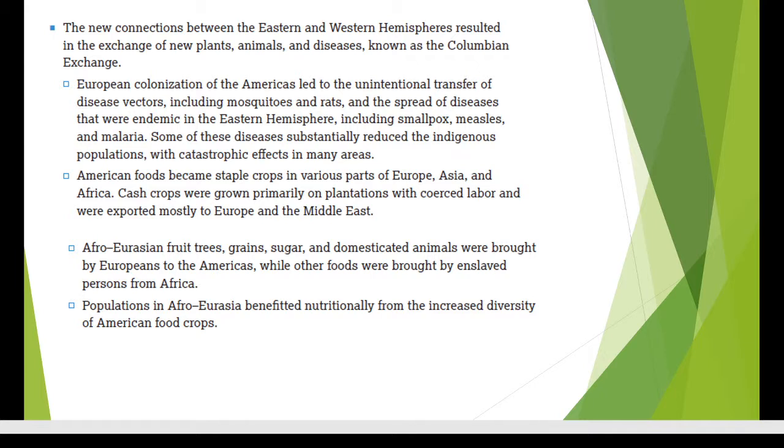Now, please note that it mentions that populations in Afro-Eurasia benefit from new diversity, which equals population growth. In fact, one could argue this growth was necessary for industrialization. Indeed, Caitlin.